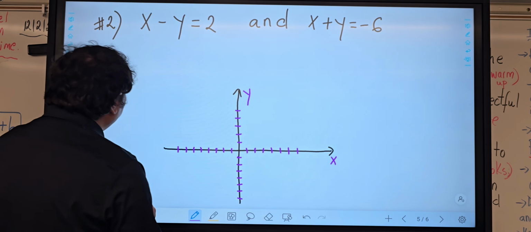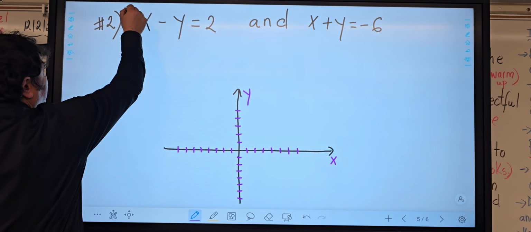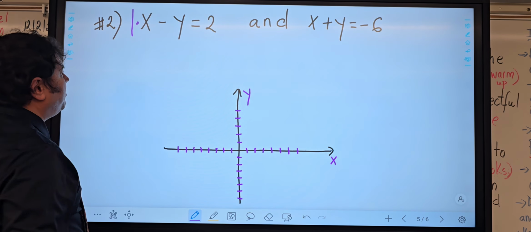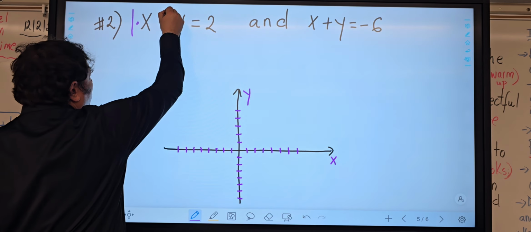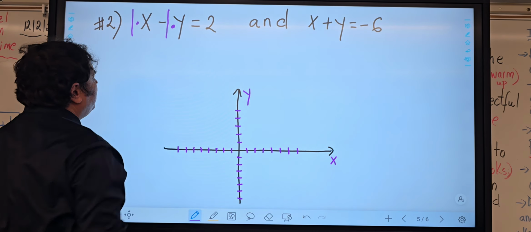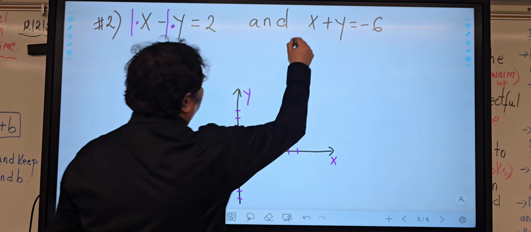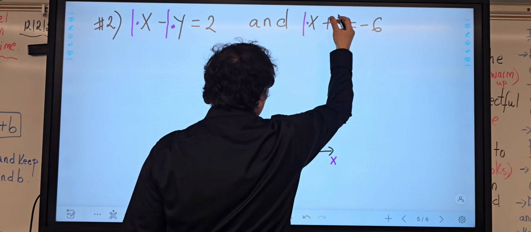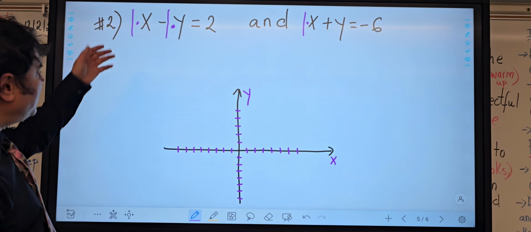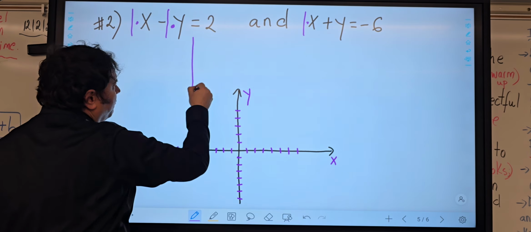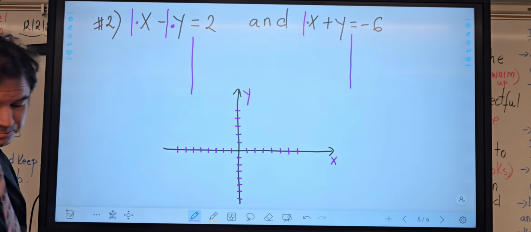Now, remember, if a variable does not have a number, we are going to add the invisible 1 in front of that variable. And we also need it here because the y is negative. So we need that placeholder. We need to add a 1 in front of the y. On the second equation, we only need a 1 for the x because this y is positive. So we keep it the way it is. Okay? So now let's solve both equations for y so we can graph these equations.